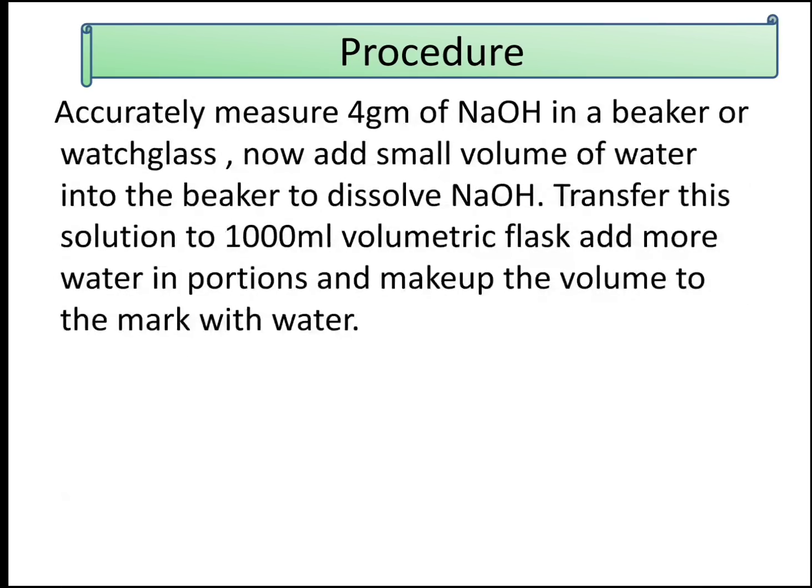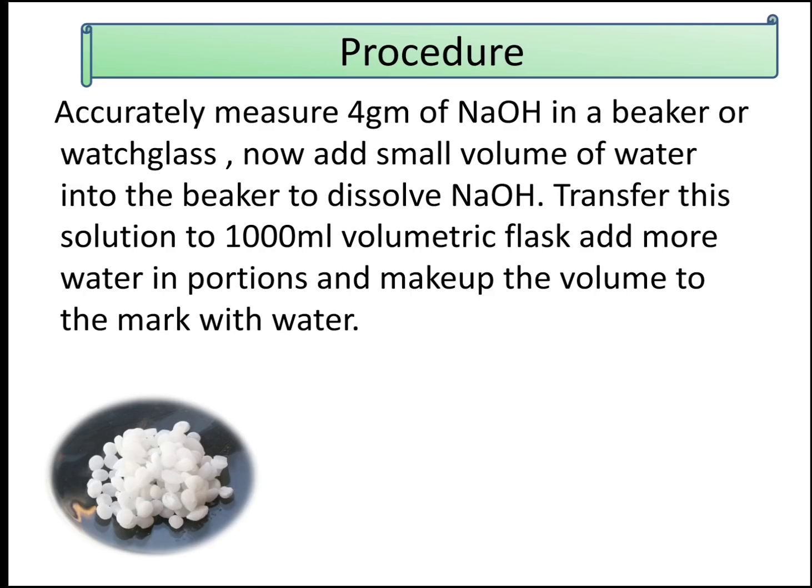Let's see the procedure, how to prepare it. It is very easy. Accurately measure 4 gram of sodium hydroxide in a beaker or a watch glass. Why are we using a beaker or watch glass to measure it? Because it is hygroscopic in nature and also corrosive in nature. So we cannot use butter paper for measuring sodium hydroxide.